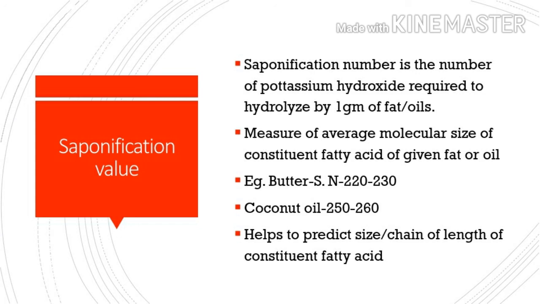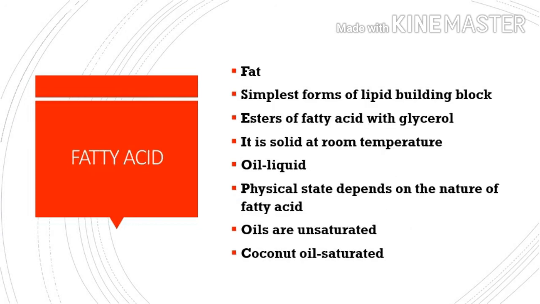So saponification number is the number of potassium hydroxide required to hydrolyze 1 gram of fat or oil. For butter, it is 220 to 230, and for coconut oil 250 to 260.